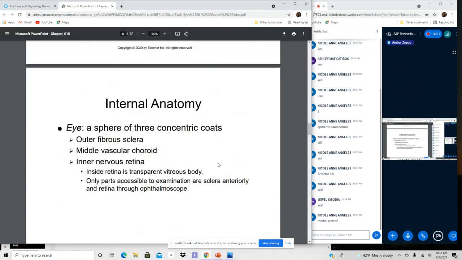Now we're going to go over the internal anatomy of the eye. The eye is a sphere which contains 3 concentric layers: the outer fibrous sclera, the middle vascular choroid, and the inner nervous retina. Inside the retina is a transparent vitreous body. The only parts accessible to examination as nurses are the sclera anteriorly and the retina through an ophthalmoscope.